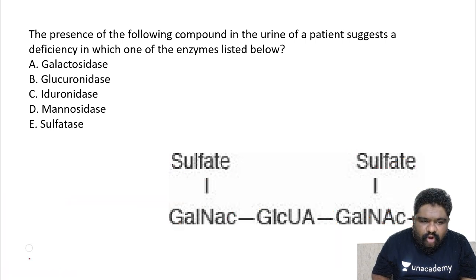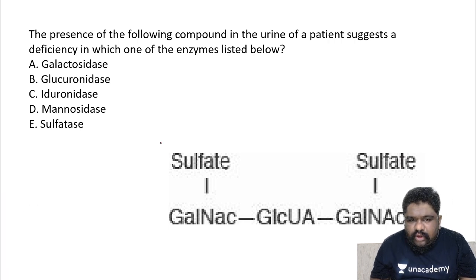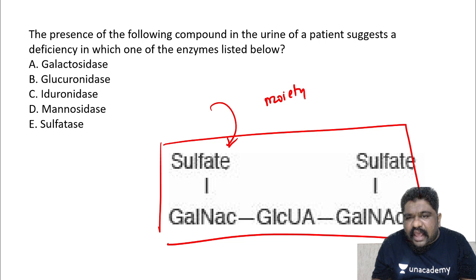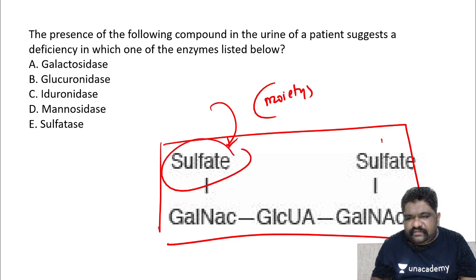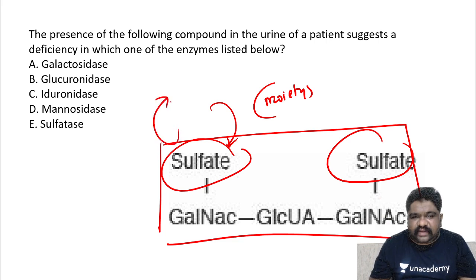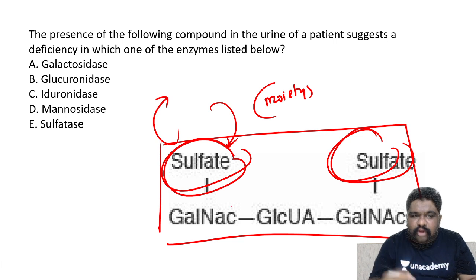Let me erase all the annotations in this picture. Look at the whole picture once again. If at all I want this structure to be ultimately generated, the last moiety to be added to this whole structure would be sulfate. So the first moiety to be removed also will be sulfate. And if sulfated compounds are found in the urine, then logic-wise, sulfatase is the enzyme which is deficient.